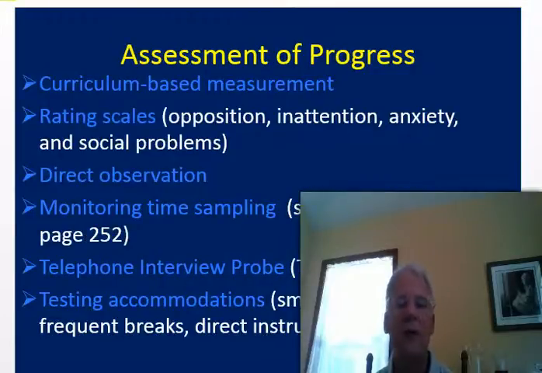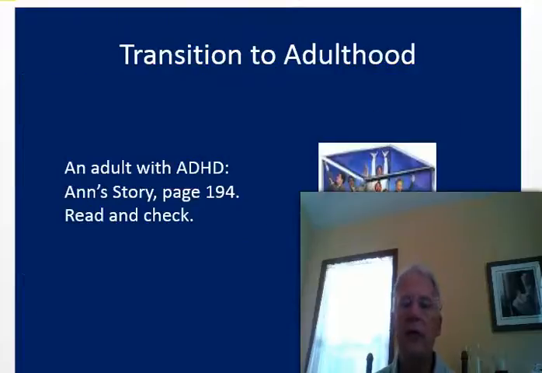Slide 77 is assessment of progress. How do you determine whether a student is making progress? And 78 is transition to adulthood. Page 94, I think, will be an important page to read. The rest of the slides have to do with a review. So that is all the information on ADHD. It's a lot of information to try to absorb, but I hope this was helpful to you.